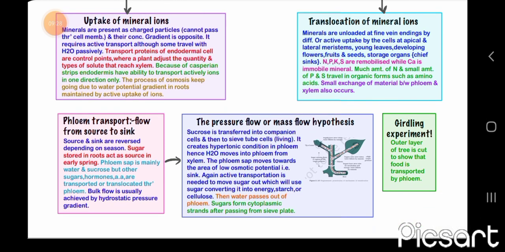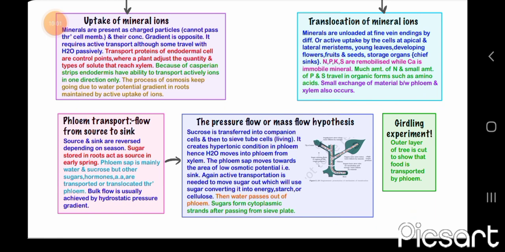Then phloem transport flows from source to sink. Source and sink are reversed depending on seasons. Sugar stored in roots acts as a source in early spring. Phloem sap is mainly water and sucrose, but other sugars, hormones and amino acids are also transported or translocated through phloem. Bulk flow is usually achieved by a hydrostatic pressure gradient. The pressure flow or mass flow hypothesis.